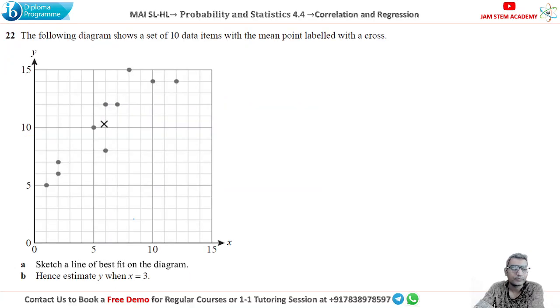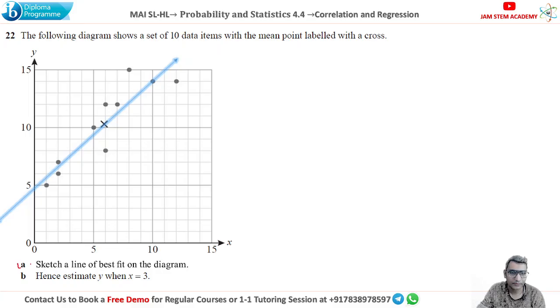Okay, so for example here it says the following diagram shows a set of 10 data items. The scatter diagram is already given to us, right? These 10 points are representing those values. Now it says sketch a line of best fit for the following diagram. In order to draw that line, we need a mean value also, and the mean value is already given in the question. It is by x bar, this symbol. This is the mean. Now our line will pass through this, and we can simply draw a line passing through this, trying to cover the same number of points above or below. So this is an approximation of the line.